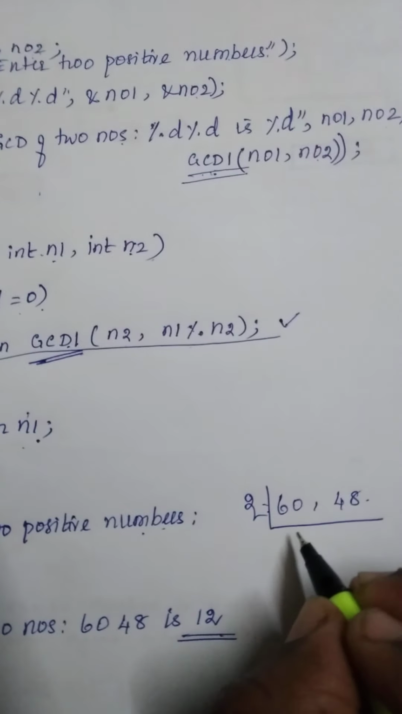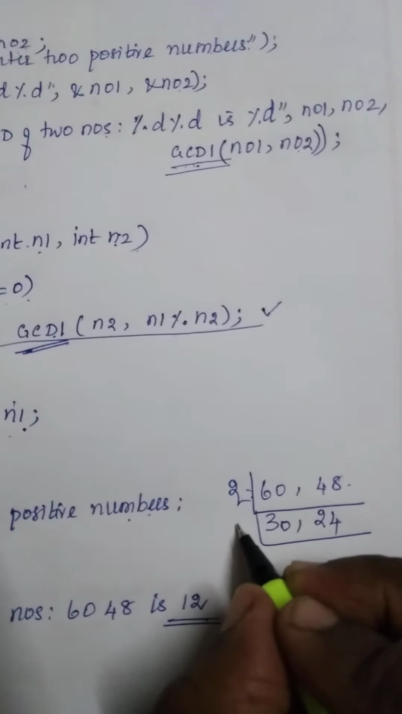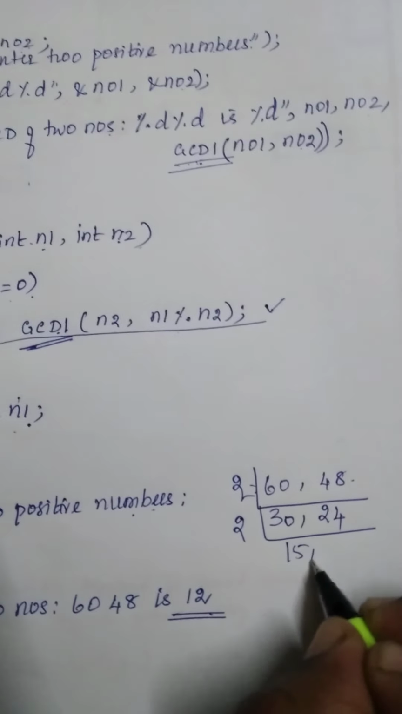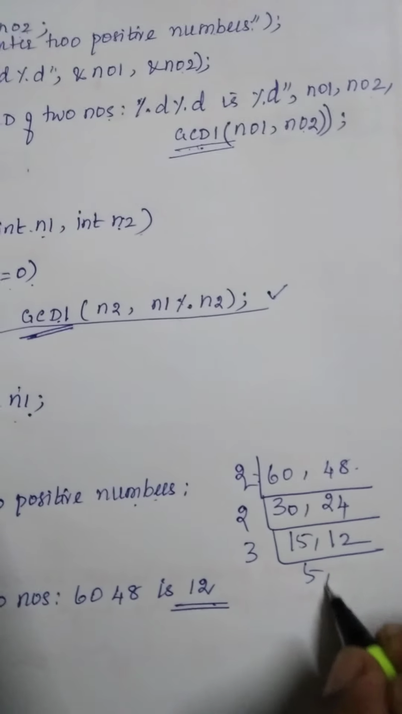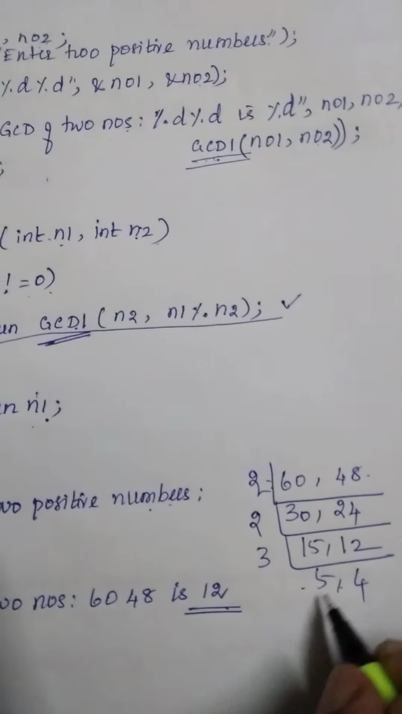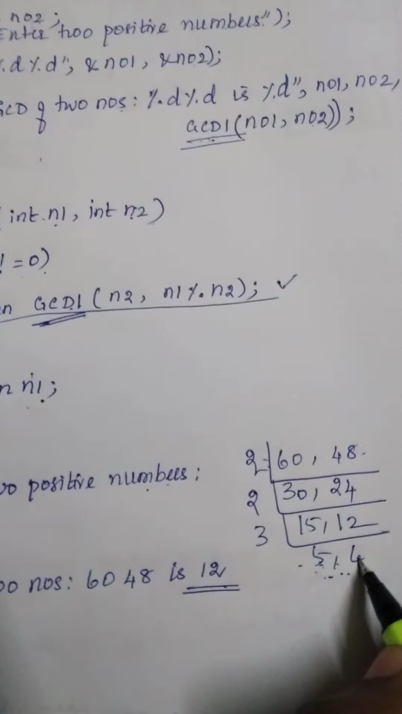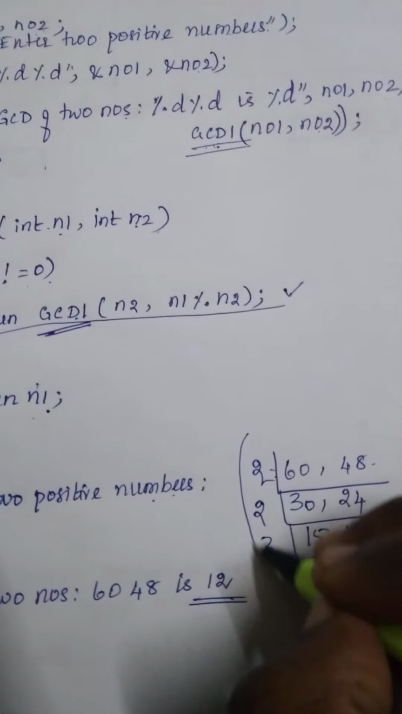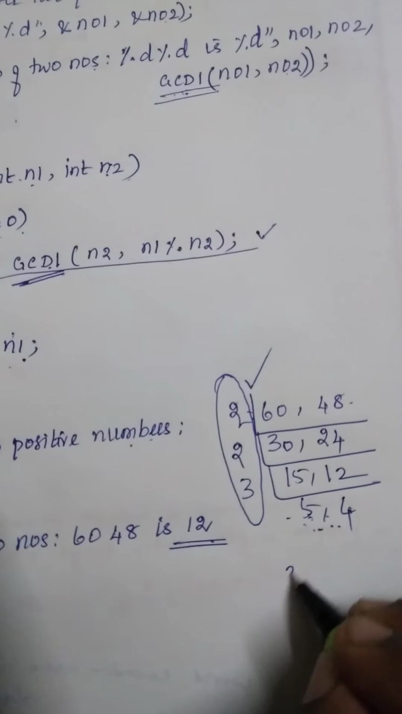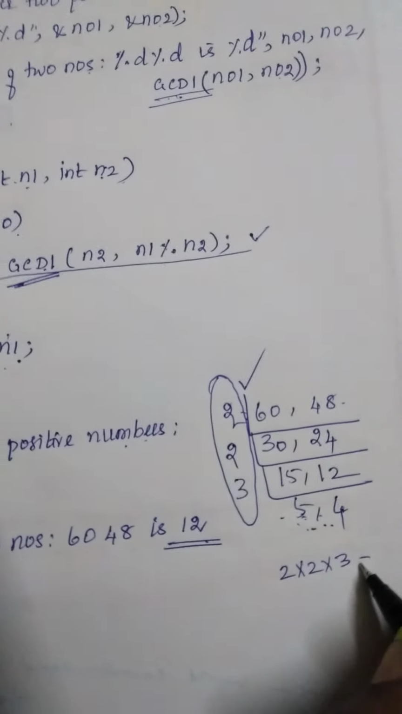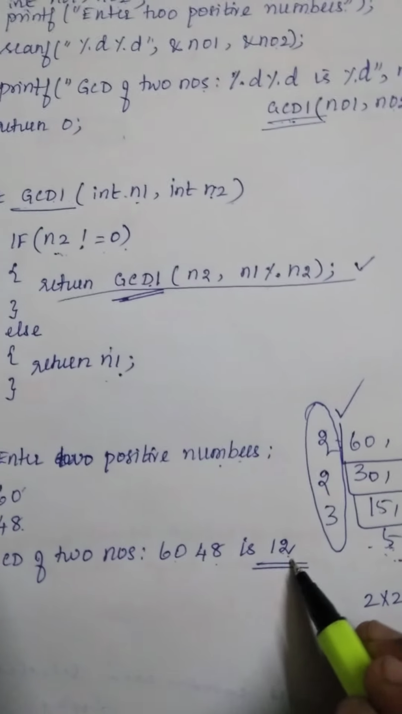Let's start with 2. So this will be 30, this will be 24. And again 2, 15, 12. Then let's take 3, 5, 4. After here we cannot continue because for 5 and 4 there is no common divisor. So we need to take this only. So we can do 2 into 2 into 3. This will be the common divisor. So for 60 and 48, the answer is 12.